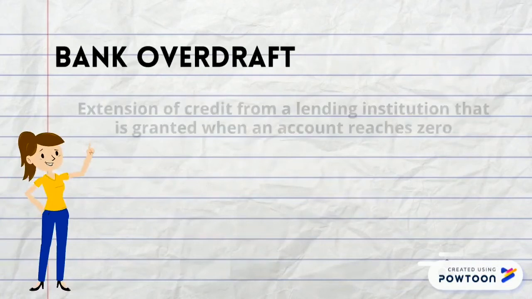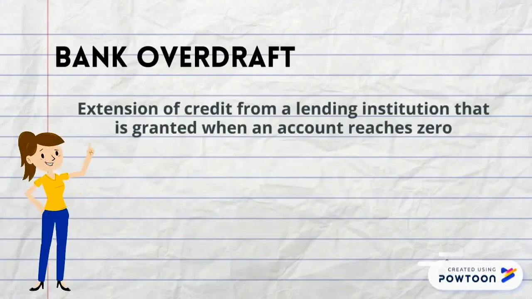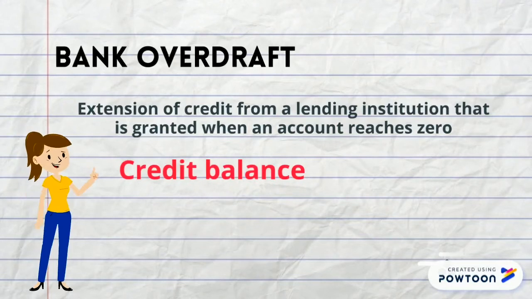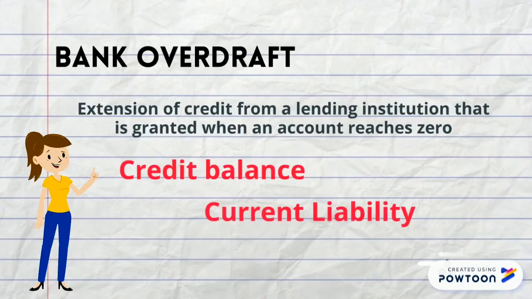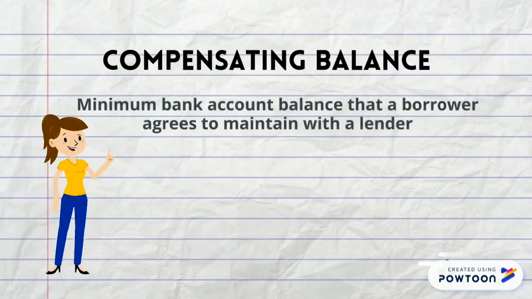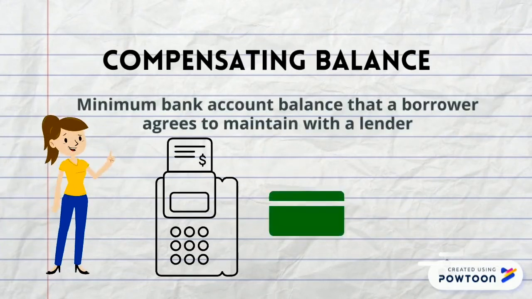A bank overdraft is an extension of credit from a lending institution that is granted when an account reaches zero. When a bank account has a credit balance, it is said to be overdrawn. A bank overdraft is classified as a current liability and should not be offset against other bank accounts with debit balances. A compensating balance generally takes the form of minimum checking or demand deposit account balance that must be maintained in connection with a borrowing arrangement with the bank.